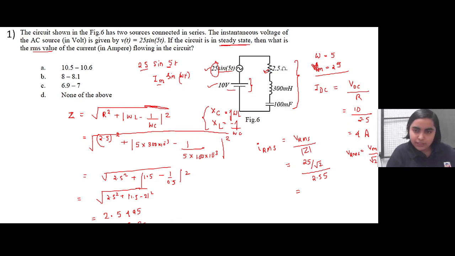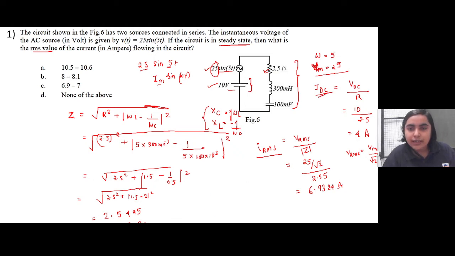25 divided by root 2 times 2.55. This comes out to be 6.9324. Now you have that coming from the AC source, and this is that coming from the DC source.